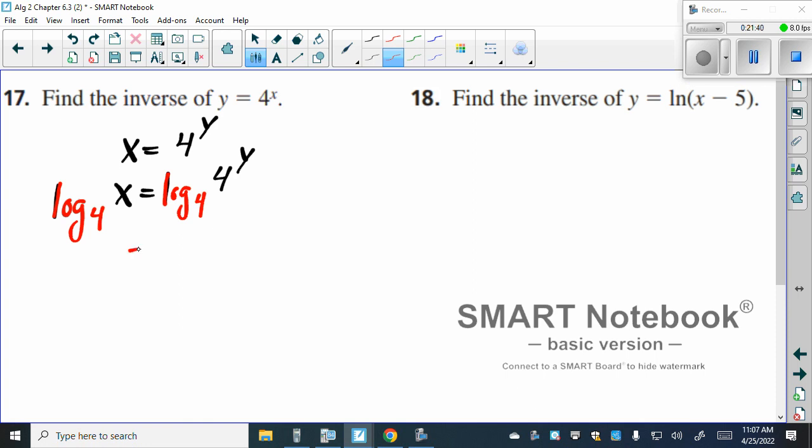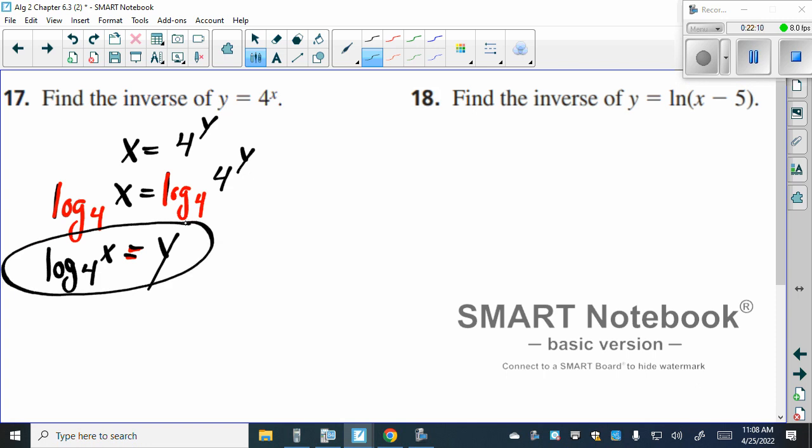Now log base 4 of 4 does simplify out, leaving us with just y. On the other side, we would have log base 4 of x, and that would be the inverse. Because if we use the switching method, it's just saying x equals 4 to the y, so log base 4 of x equals y. Same process, we get to the same answer. Any questions on number 17?